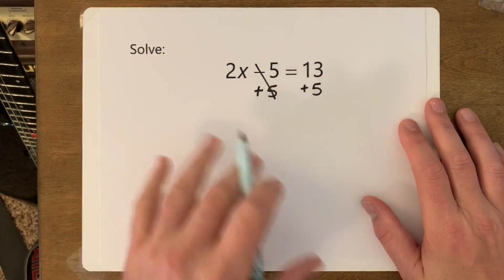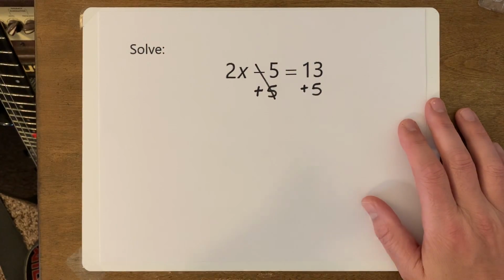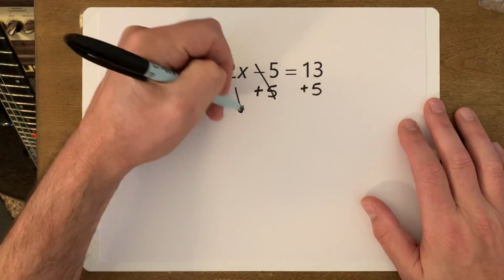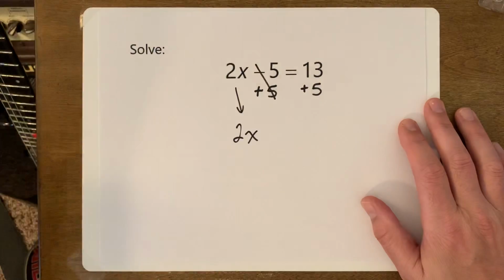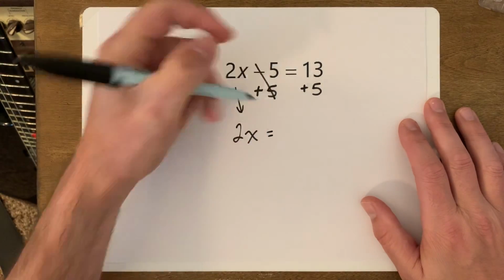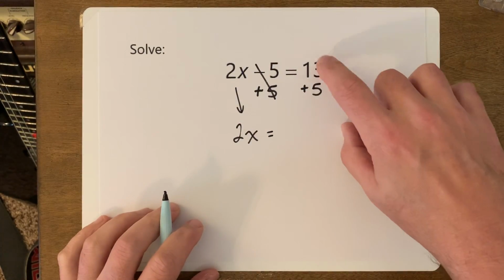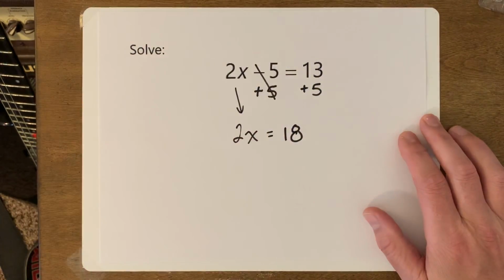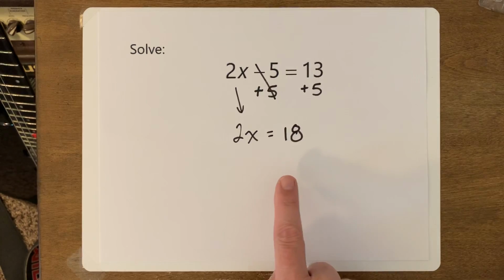So that's going to form the basis of most of my other problems coming up here. The 2x, we didn't do anything to it. So what happens is the 2x just kind of drops down, and that's equal to whatever this turns out to be. So 13 plus 5 is 18. And then if you did that correctly, you're going to have a one-step equation right here.